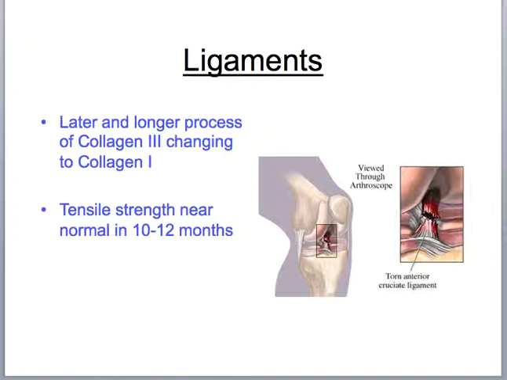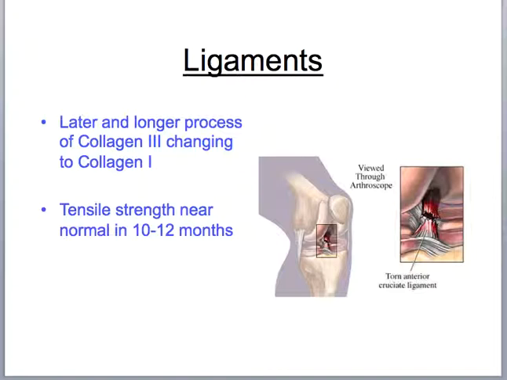So we're talking, this picture is of an ACL. There was a trend for a while for ACLs to return to activities as early as 4 months post-injury. And you can see that we will not have normal tensile strength anywhere close by 4 months. And they've actually had an increase in re-tears of ACLs that have returned that quickly.